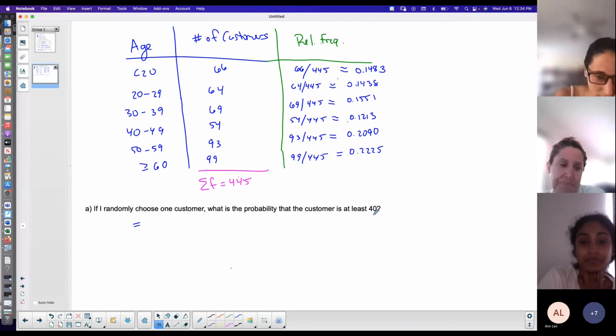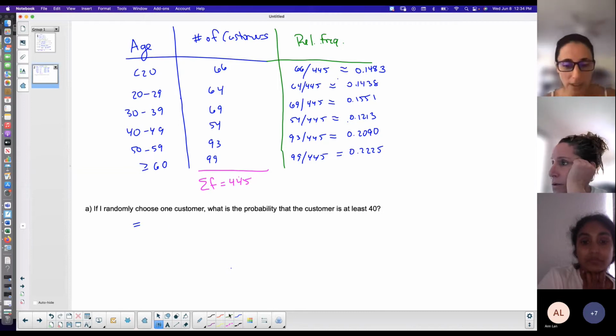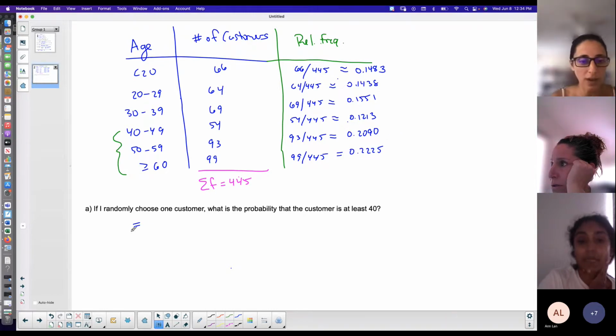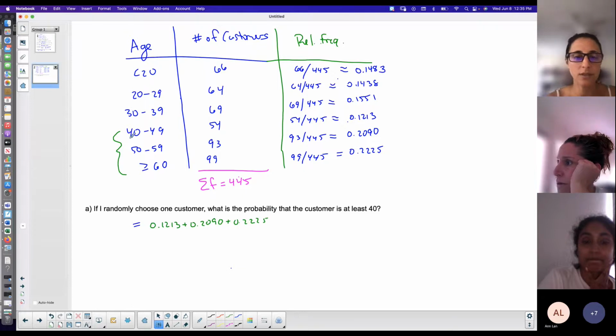If I randomly choose one customer, what is the probability that they're at least 40? Well, at least 40 means 40 or more, and that includes these three classes. Being that I already calculated the relative frequencies for each of them, all I have to do is add up those corresponding relative frequencies. Technically, this is the probability for this, and this is the probability for this. At least 40 includes all of them, so I'm just adding them up.